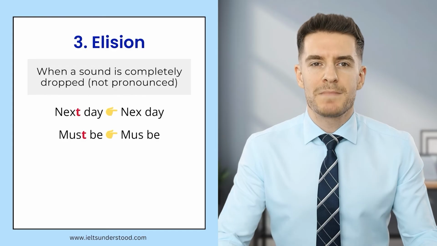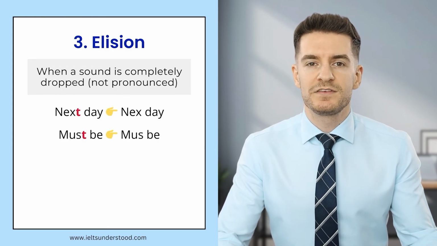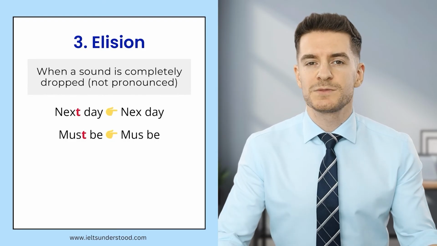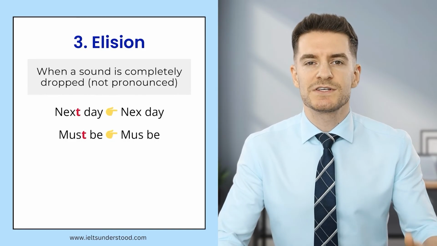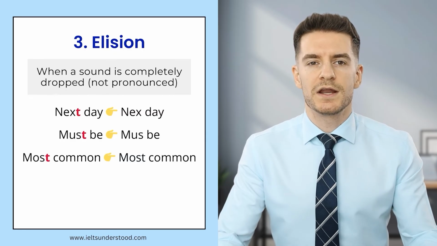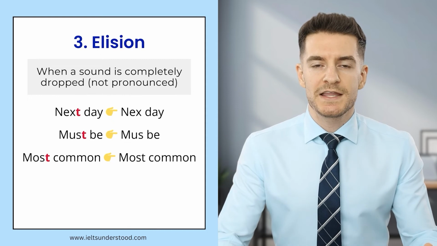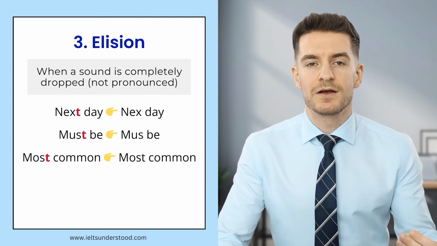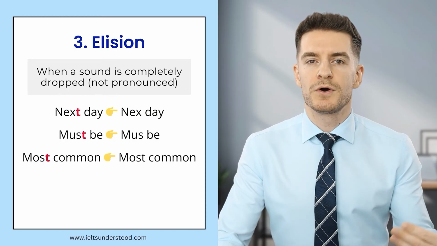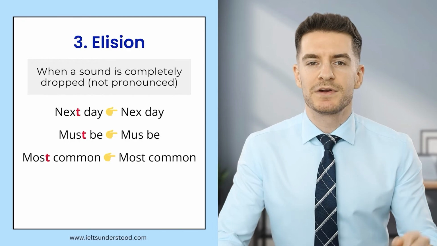Here's another one. Must be. Well, we simply drop the T. Must be. He must be a doctor. It's much easier to pronounce and more natural. Here's another one. Most common. Well, when we say this one, we don't say the T. We just say most common. For example, the most common mistake that IELTS students make is not practicing their pronunciation.